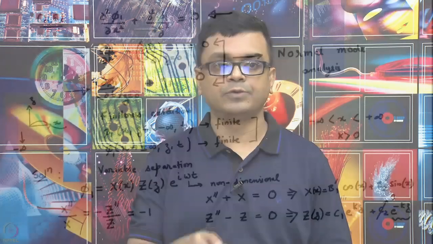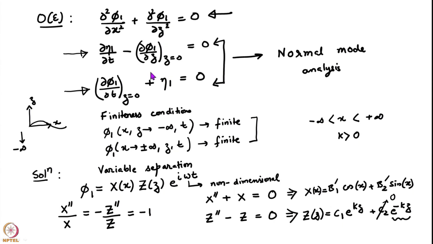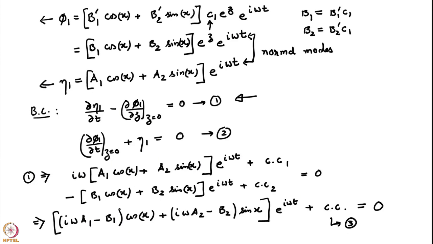We were looking at the order epsilon problem for deep water waves. We had found the following equations: Laplace equations subject to linearized boundary conditions and finiteness conditions. We used the variable separation technique and normal mode analysis to obtain solutions for phi 1 and eta 1. Those look like the following. In particular, phi 1 and eta 1 look like this.